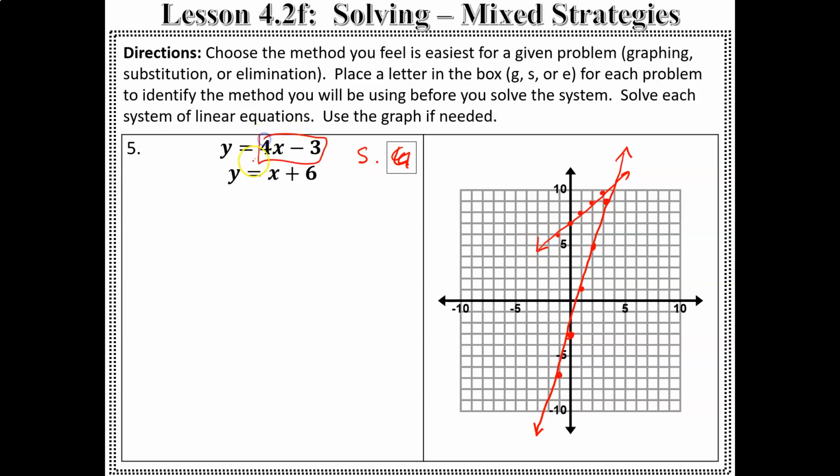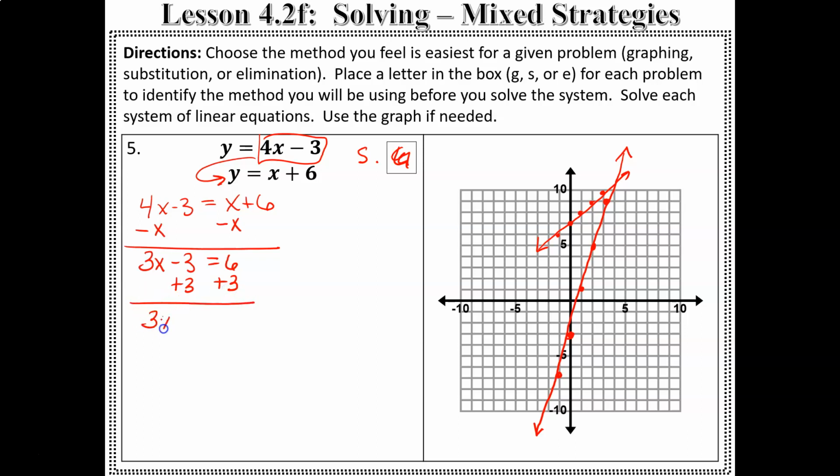I'm going to plug this in right there. So I have 4x minus 3 equals x plus 6. I know when you're plugging the whole thing in like that, it sometimes confuses you. Now you have variables on both sides. So I'm going to subtract x on each side. So I have 3x minus 3 equals 6. Add 3. So now I have 3x equals 9. Divide by 3, x equals 3.